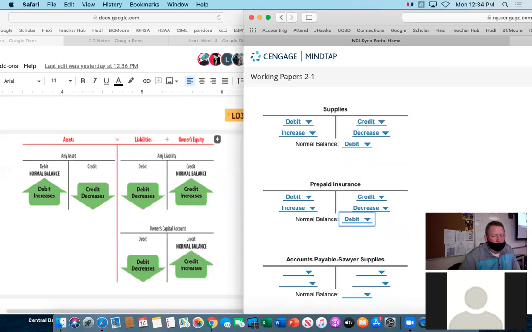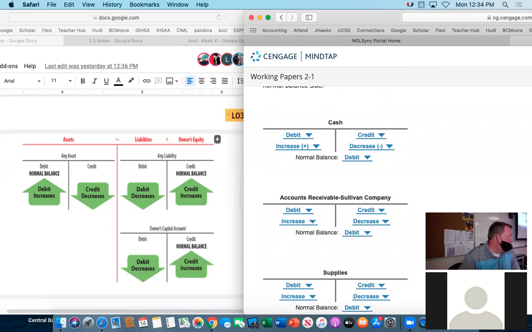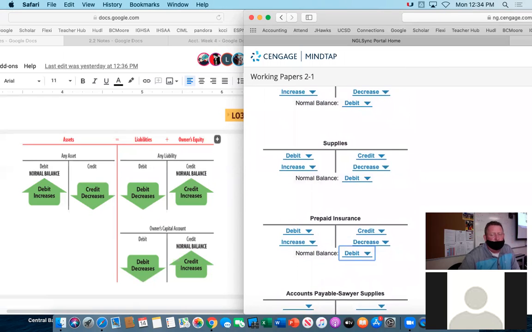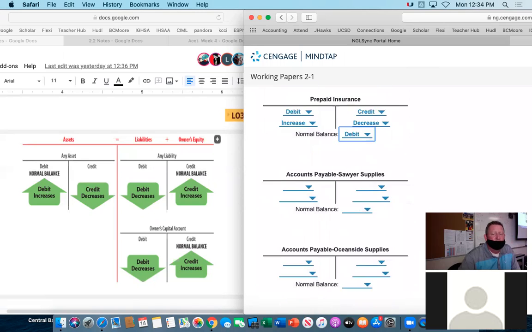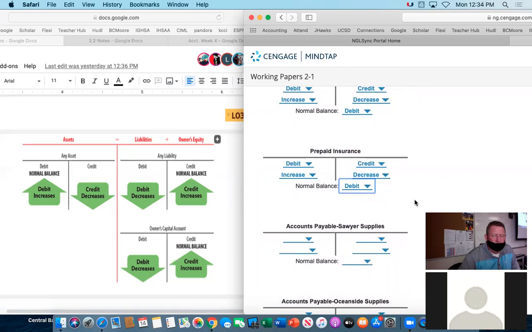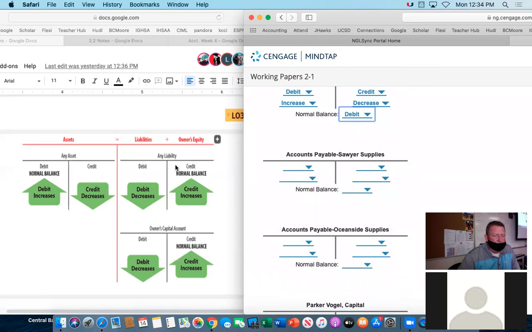Any questions on those four assets? They're all the same. It seems redundant, but we need to get it down. So that's why we're talking through each one of them. We have two accounts payables. Accounts payable is a liability, meaning we're going to pay for something on account later.